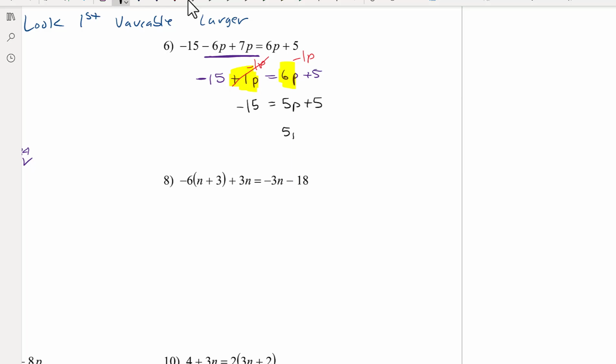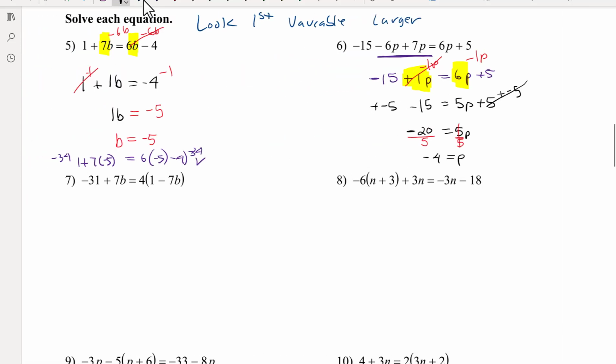Well, we want to keep the 5p. We want to get the 5p by itself. Often you'll hear a teacher say isolate. So adding 5, we're going to subtract 5 or add -5, whichever way you prefer it. -5 plus -15 is -20. And then the inverse operation to multiplying 5, this attached 5, is dividing by 5 or multiplying by the reciprocal, whichever you prefer. And then you could double check your answer to make sure that that works.